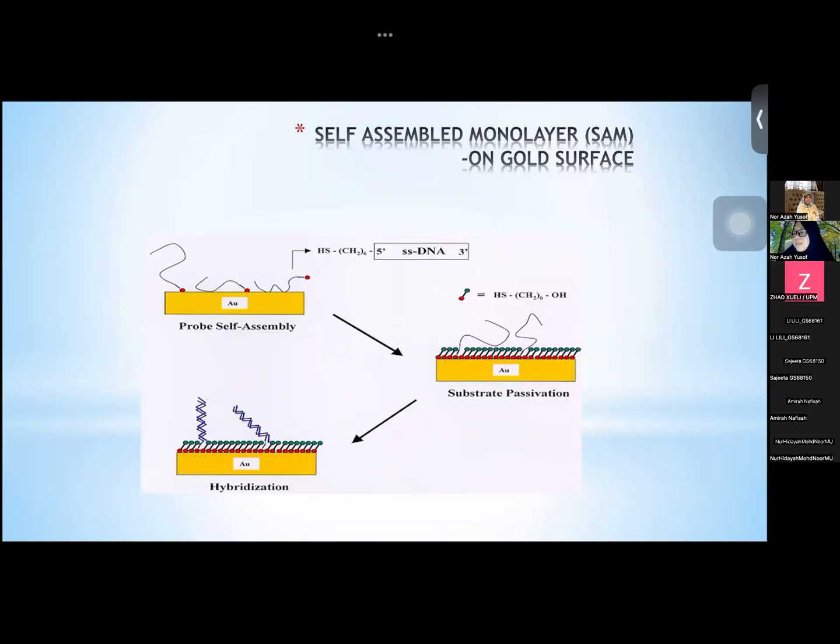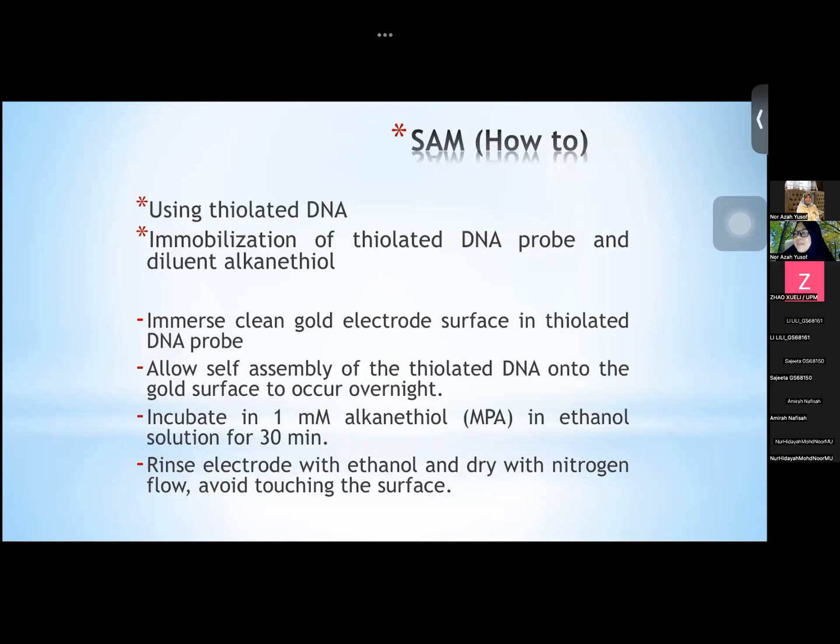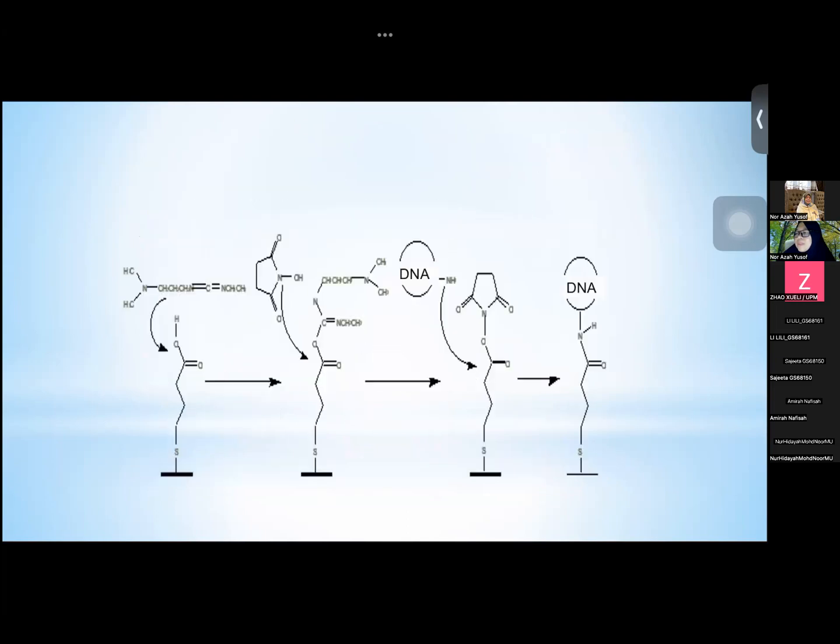All right, so this is another good thing about gold. If you're using gold as the sensor surface, the thiol will attach to gold automatically, spontaneously. Yeah, so that's why it is called self-assemble. It will self-assemble on top of gold. Okay, so you don't have to think about any other reagent. You just incubate the gold sensor surface with the thiolated DNA, or thiolated aptamer, for example. So it's easy. It's automatically on the surface. Okay. So this is the protocol on how to use self-assembled monolayer. So I'm not going to discuss this.